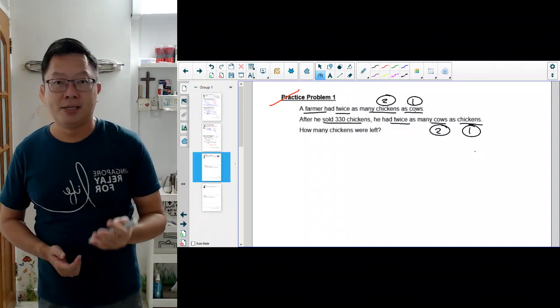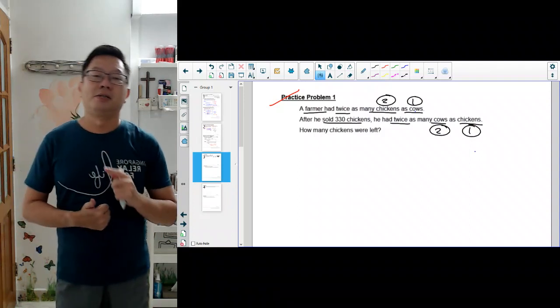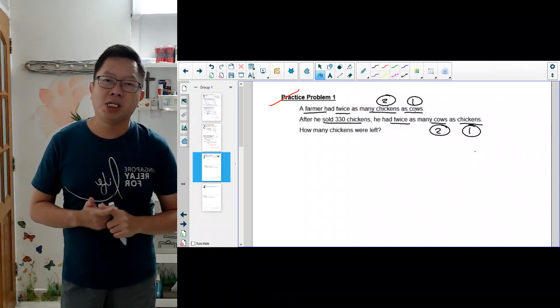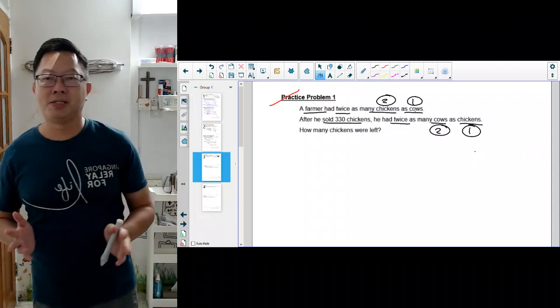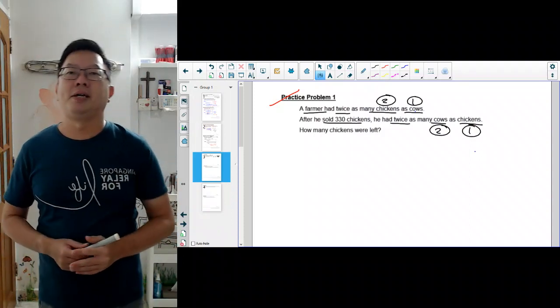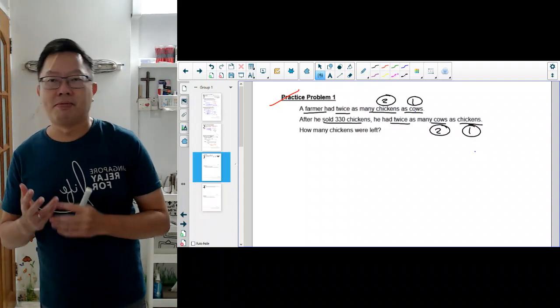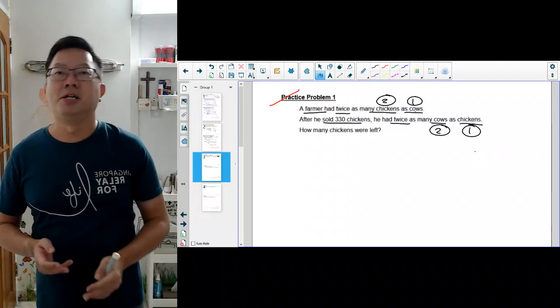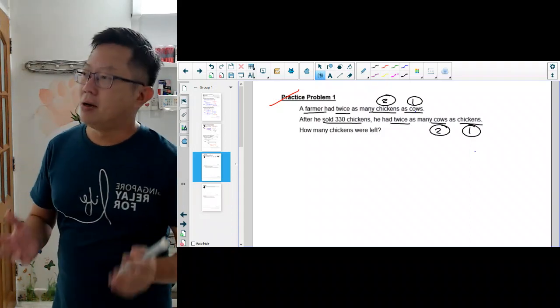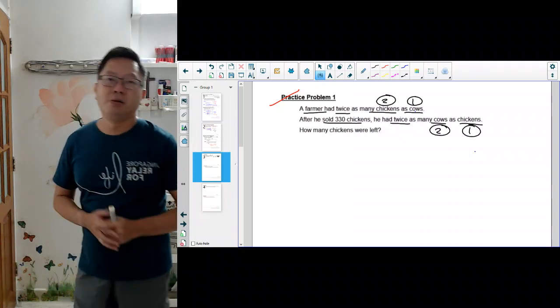So there are 4 answers. Let's revise the 4 answers: the total unchanged, 1 group unchanged, the difference unchanged, and everything changes. In this problem, you can see that the chickens are changed because after he sold 330 chickens, the chickens will become fewer. But the cows are unchanged, so there's 1 group unchanged.